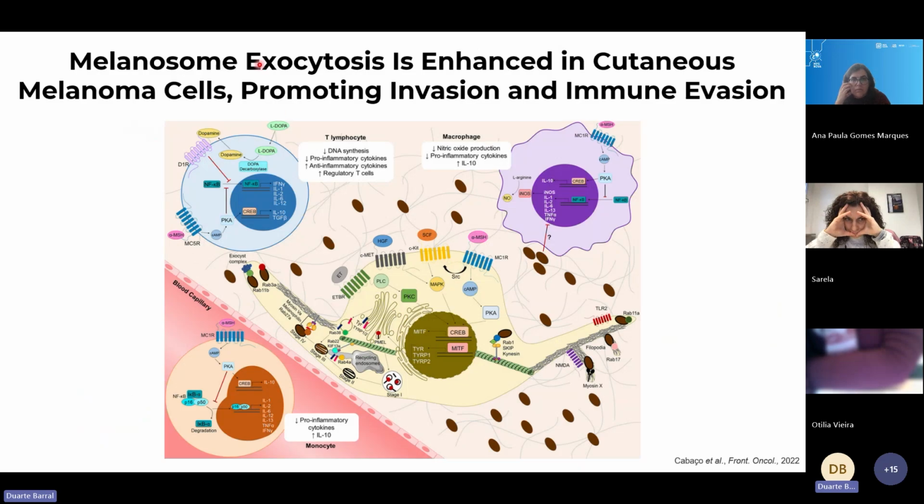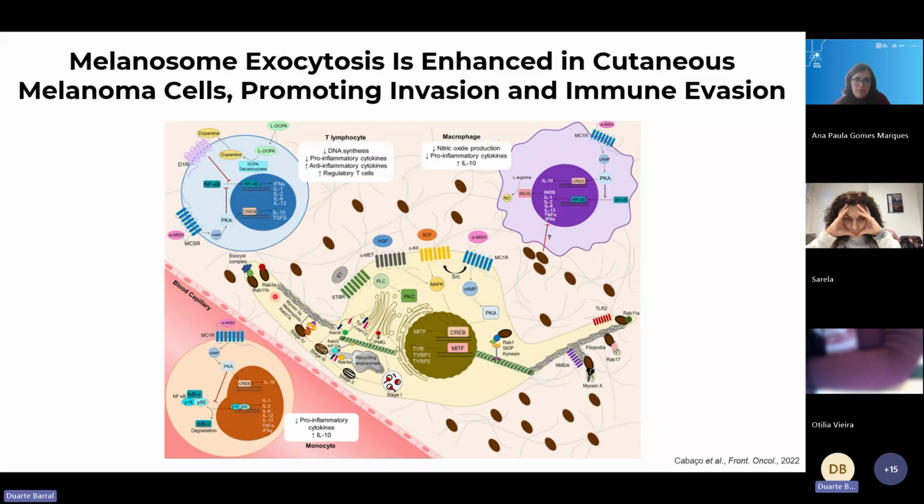The project that we have is to test this hypothesis that melanosome exocytosis is enhanced in melanoma cells, and this promotes invasion and escape from the immune system. And this is summarized here in this schematic.